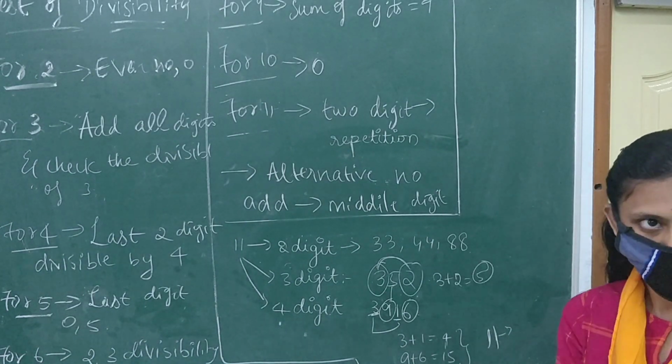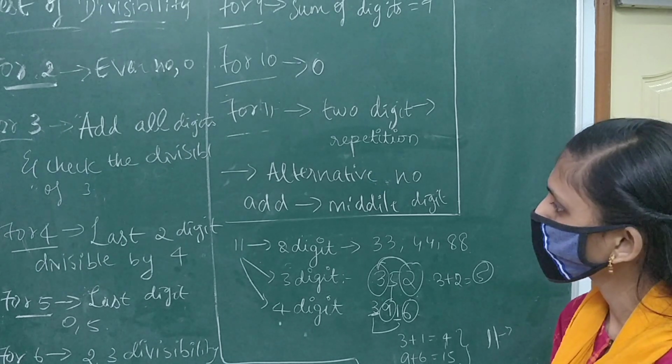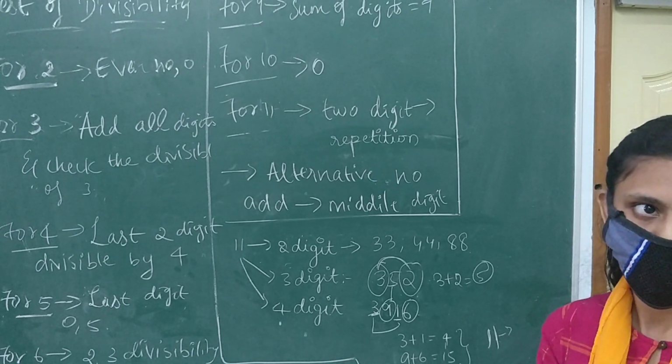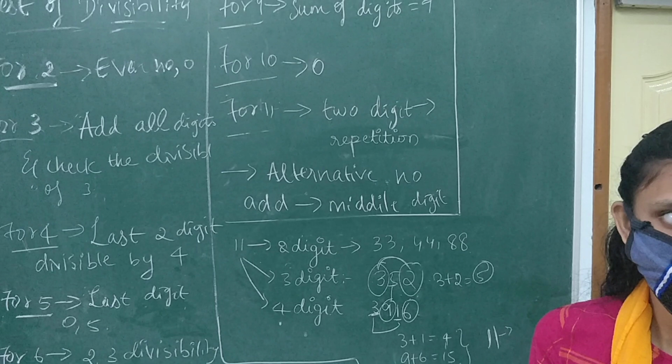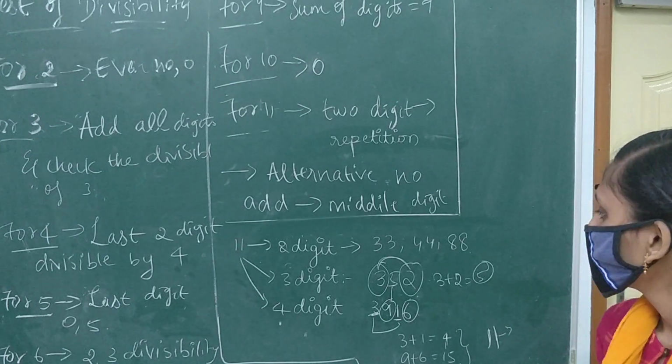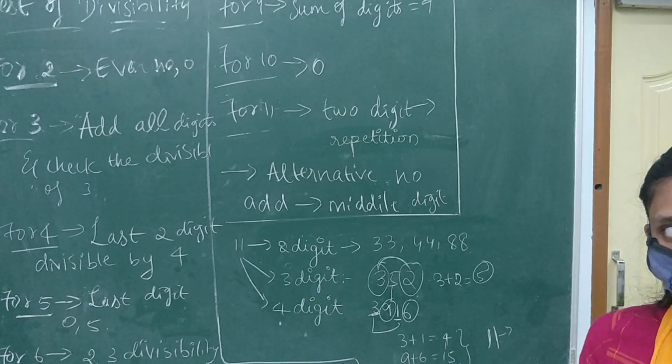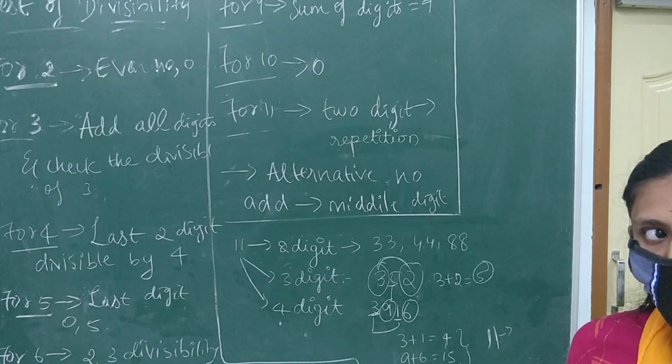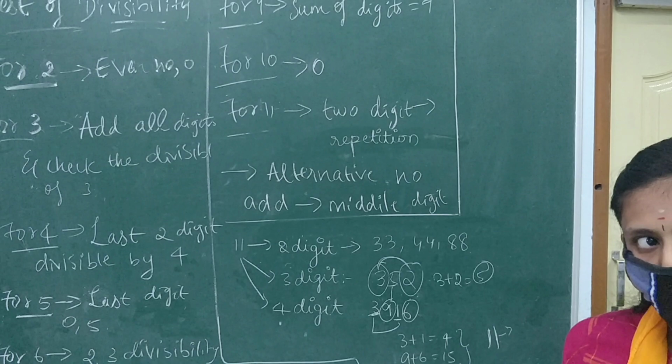What about 12? Divisibility by 12: it should be divisible by 6, or divisible by both 4 and 3. And 13 is a prime number, 7 is a prime number. So likewise you can go on.